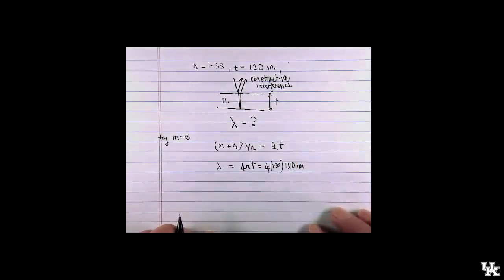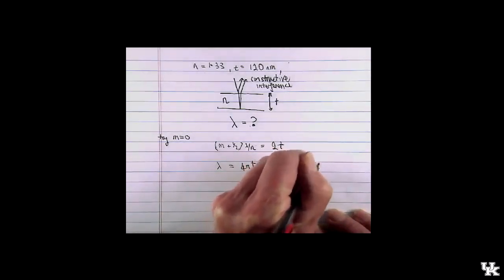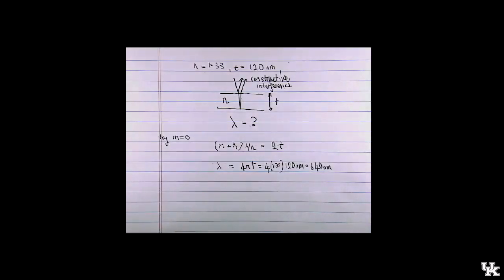If I multiply 4 times 1.33 times 120, I get 640 nanometers. So 640 nanometers is in that window of visible light. It is between 400 and 700. It's at the long wavelength end, so this is red light. What we're seeing here is a patch of bright red light on our soap bubble. That's the light that's being reflected intensely, the light that's producing constructive interference.